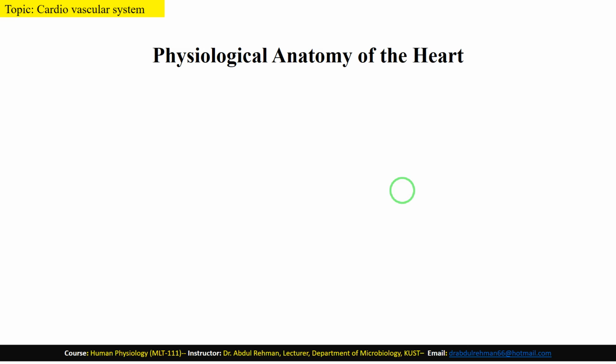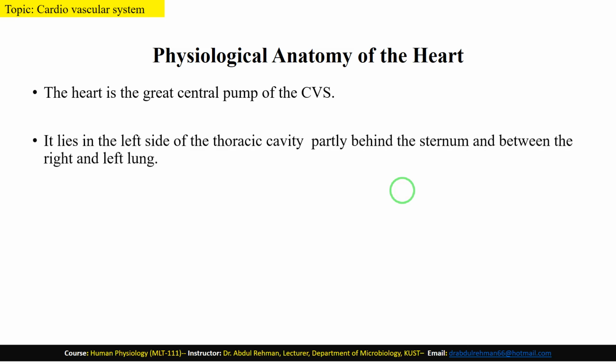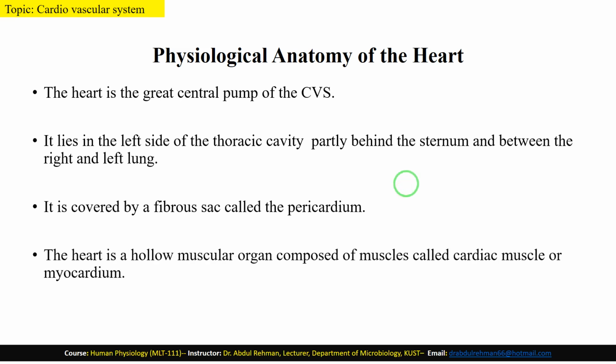The next is the physiological condition of the heart. The heart is the pumping system, which is the principal organ of the cardiovascular system. It lies in the chest cavity, partially behind the sternum and in between the right and left lungs. It is covered by a membrane called the pericardial membrane, which is filled with fluid, so the heart can tolerate external stimuli. In addition to this, the heart muscles are cardiac muscles or myocardium, which form a hollow muscular organ system.